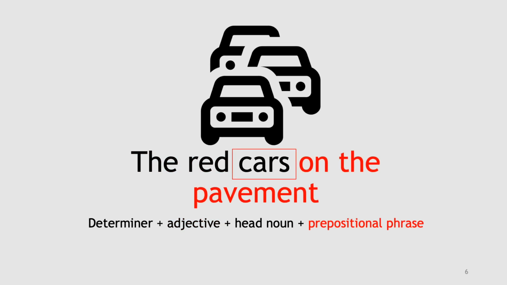Sometimes we cannot describe the nouns with just adjectives, but a prepositional phrase instead, so we have to put the phrase after the head noun. In this case, the prepositional phrase on the pavement indicates more specifically where the red cars are.